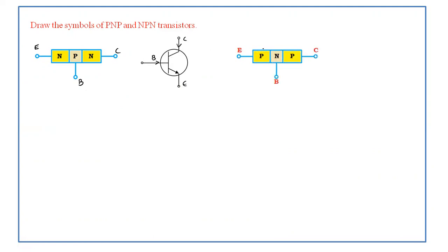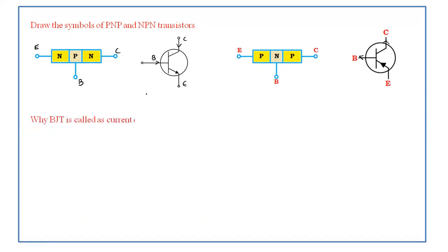Next, the PNP transistor also has three terminals: emitter, base and collector. In the PNP transistor, the emitter current direction is inside. As the emitter current direction is inside, the remaining currents are outside in the PNP transistor.